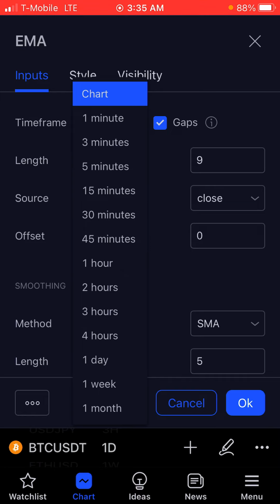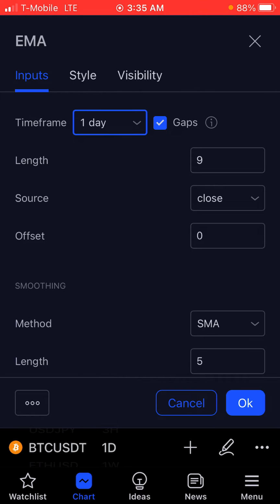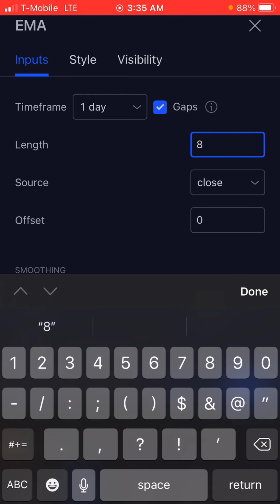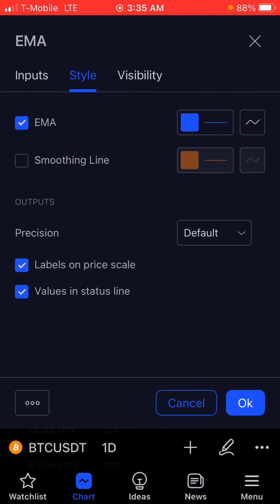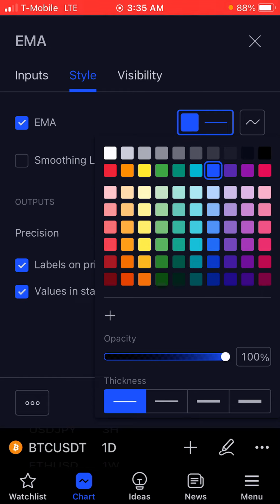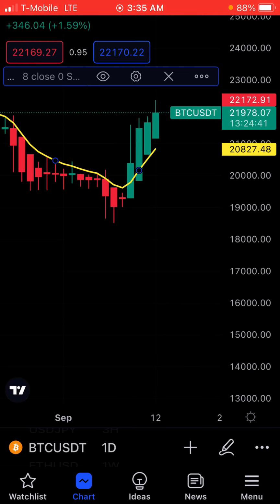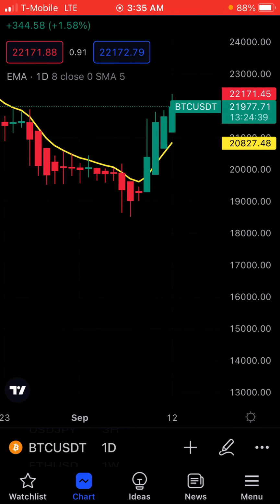So right now we're going to look at the day, and we're going to make the length 8. So it's going to be the 8 EMA. And then we're going to put a bright color so it stands out. I'm making it look thicker. And that's it. There you go. This is the first indicator you need.